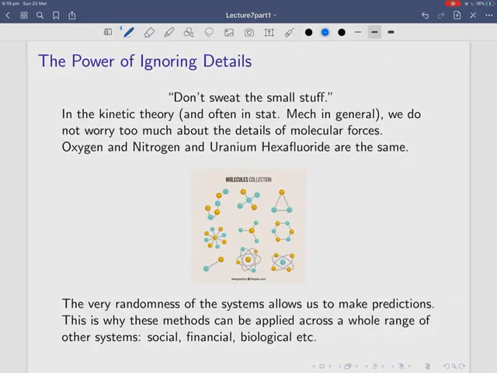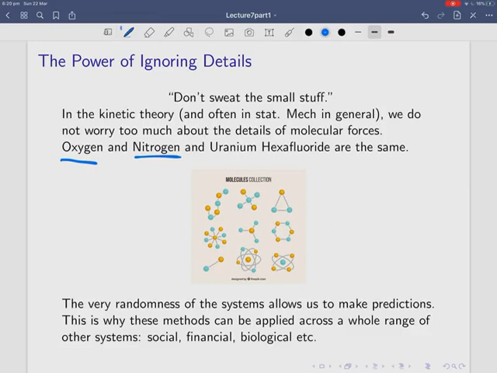Now, in this kind of subject, we're going to be ignoring details. As the Americans say, don't sweat the small stuff. And that's true in stat mech in general. We don't worry too much about the details of all the intermolecular forces. For us, oxygen and nitrogen and uranium hexafluoride, they're pretty much all the same. We treat them all the same. Now, that's because we're physicists. If you're a chemist, of course, they have great pleasure in describing how oxygen and nitrogen are different. But for a physicist, oxygen and nitrogen are basically, for most purposes, just the same thing.